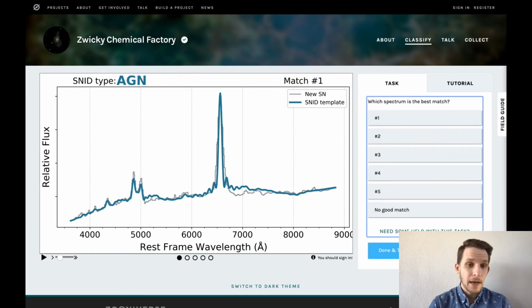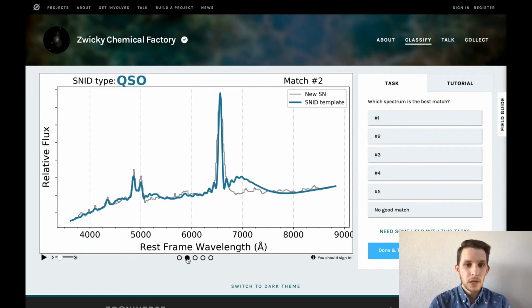Okay, next we have a spectrum that has very strong and moderately broad emission lines. So here is hydrogen, called the H alpha line, at about 6,500 angstroms. We also see the H beta line here at 4,800, and then there's strong oxygen emission here at 5,000 as well. These are all strong characteristics of an active galactic nucleus. So this very much seems like an active galactic nucleus, and as such, I think this is a very good match, template number 1. We'll take a look at the others.